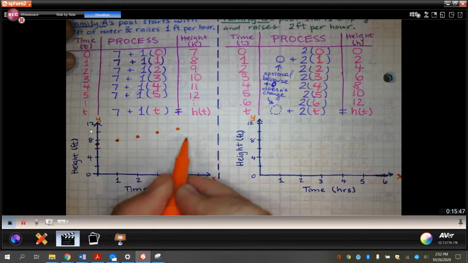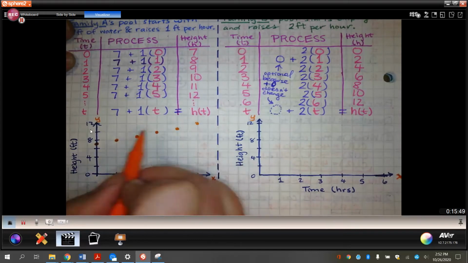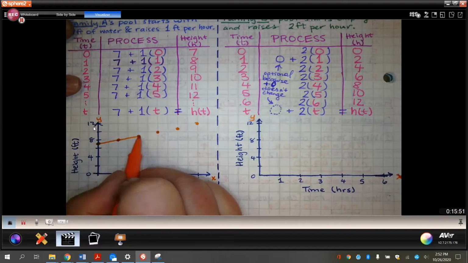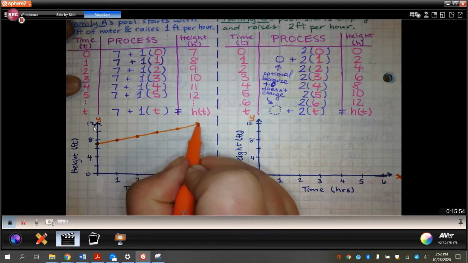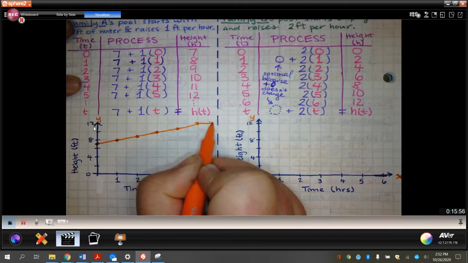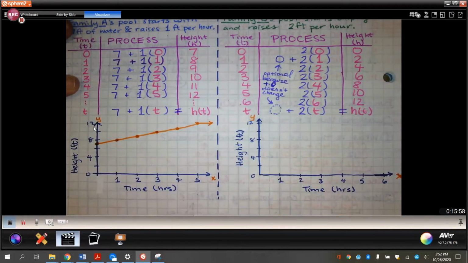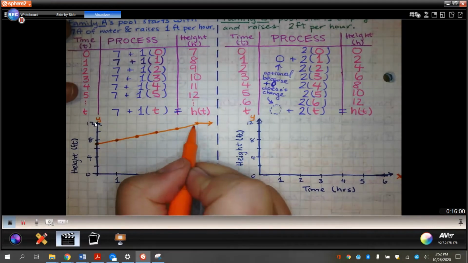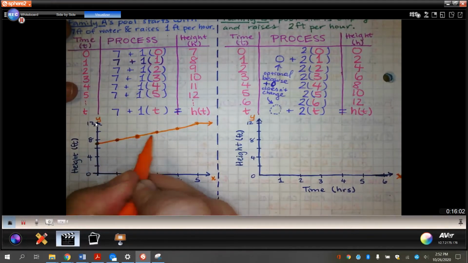So if we graphed it, it would look kind of like this, and then there it would just kind of flatline because that is the height they want the pool, so they would stop filling it. Okay, try and make my points a little bit bigger. Okay, and there you go.